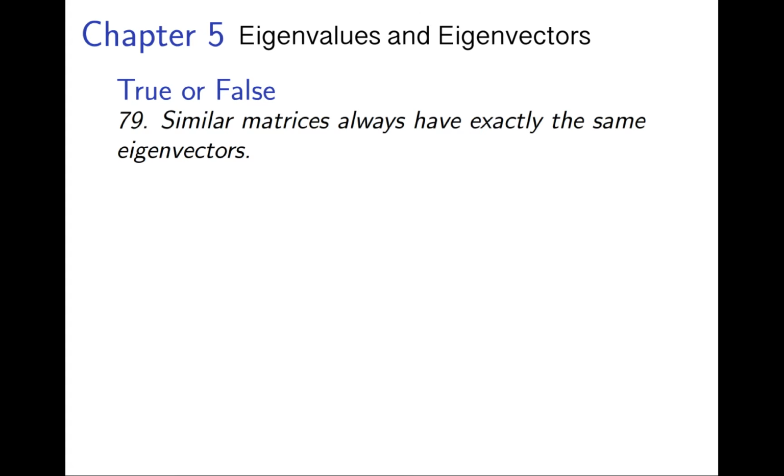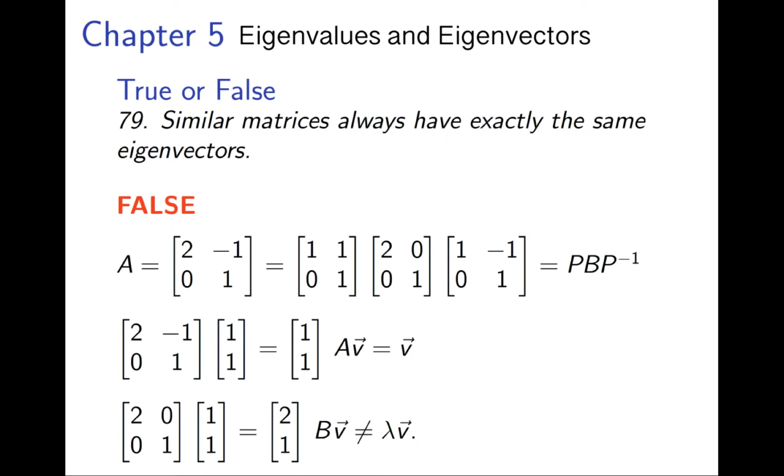Number 79. Similar matrices always have exactly the same eigenvectors. Well, based on our last calculation, it seems like this should be false. And it is false. So if we take A to be the matrix [2, 0; -1, 1], we could show that it's similar to the diagonal matrix [2, 0; 0, 1], which is the middle of this expansion here.